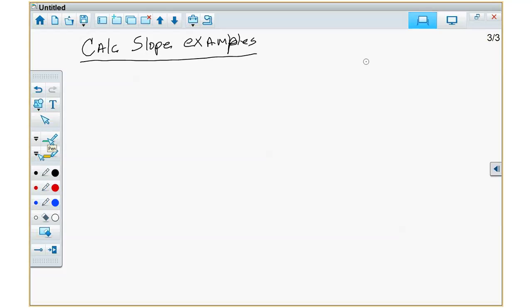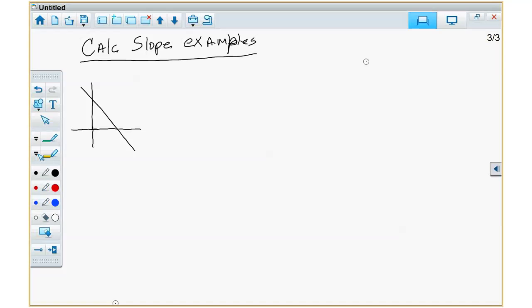Calculating the slope, there's 3 types of questions. 1, they give you a graph with, of course, boxes behind it. I'm not going to draw the boxes because it'll mess it up. And then they give you a line like that, and they tell you to calculate the slope.